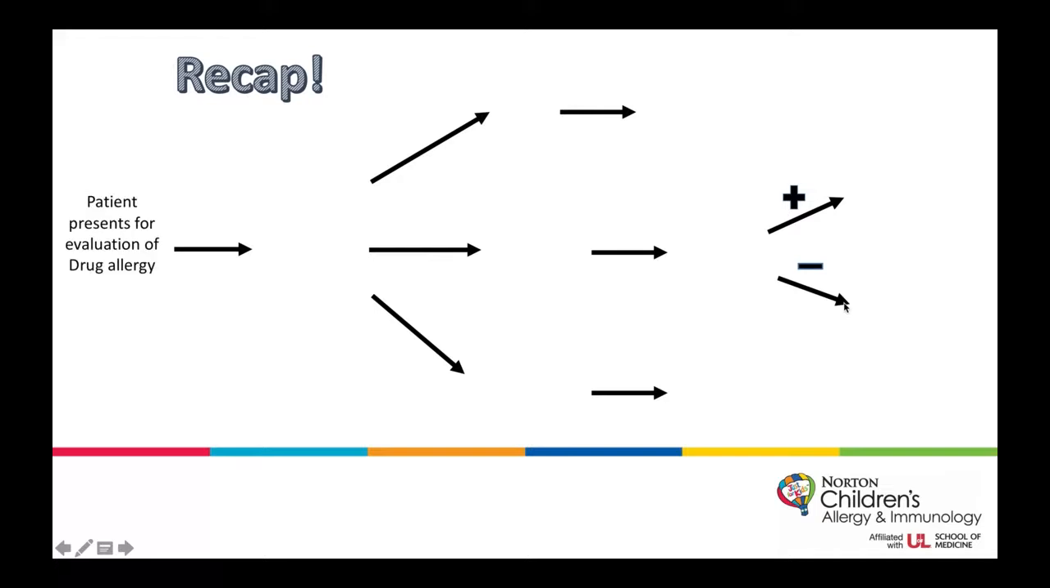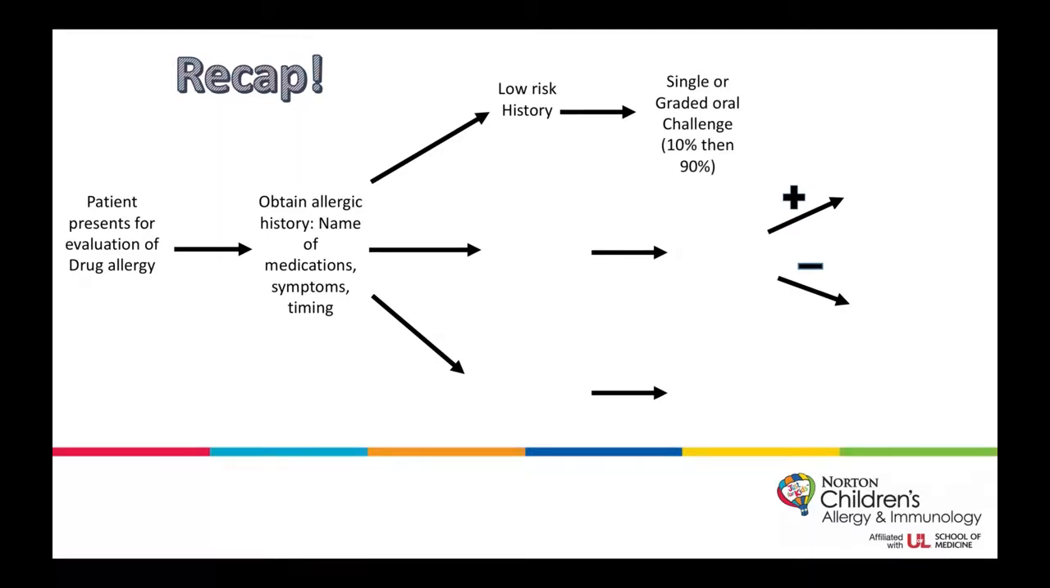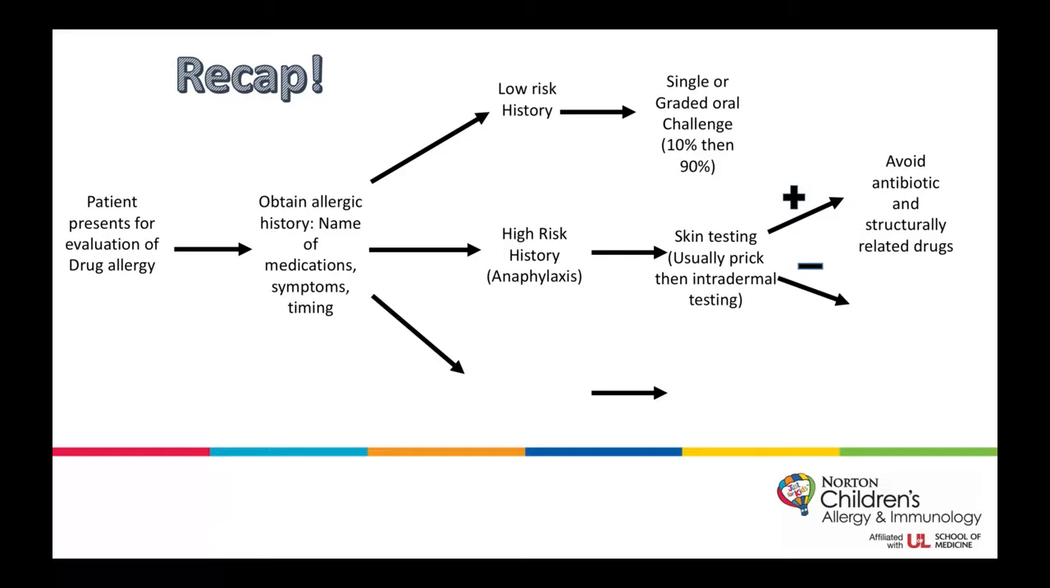So, quick recap on this section. If a patient comes in for an evaluation of a drug allergy, what we primarily do is risk stratify. If they have a low risk history, I go ahead and give them the drug in office, so a single or graded oral challenge. If they have a high risk history, consistent with anaphylaxis, then we skin test, usually prick and intradermal.